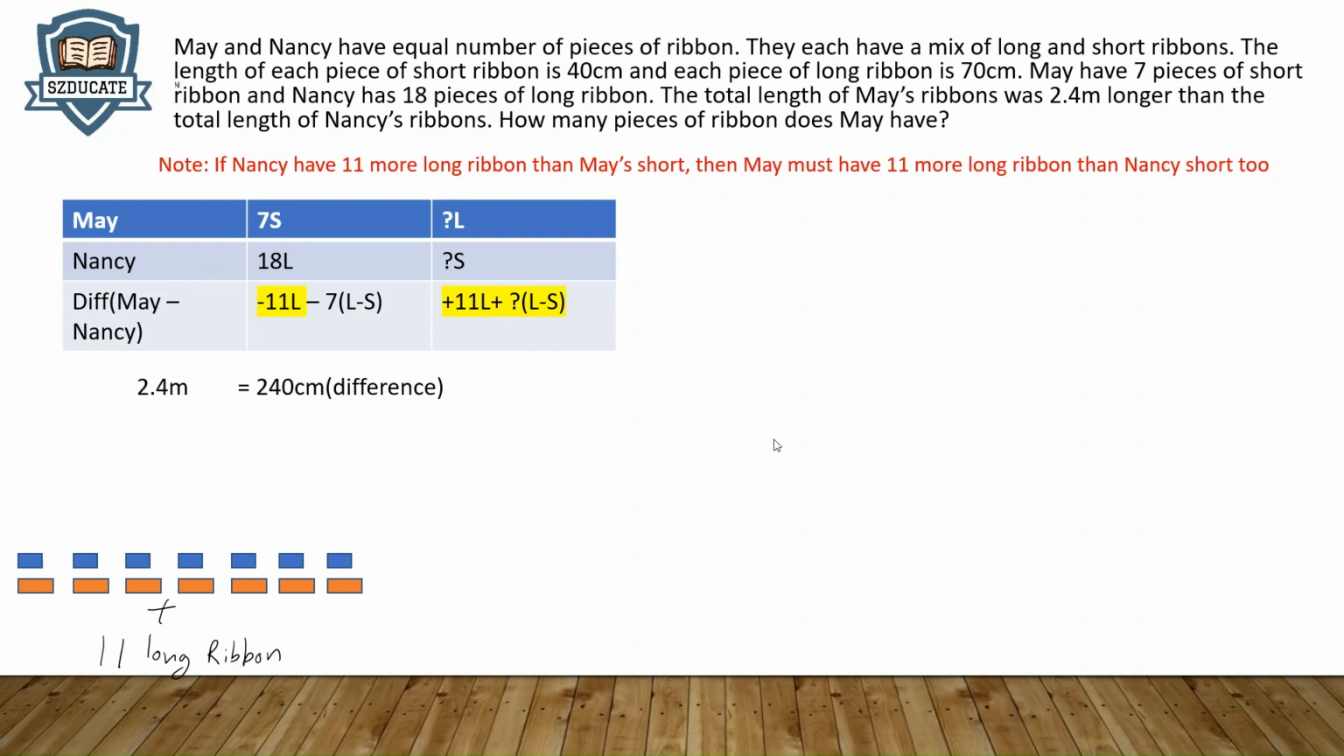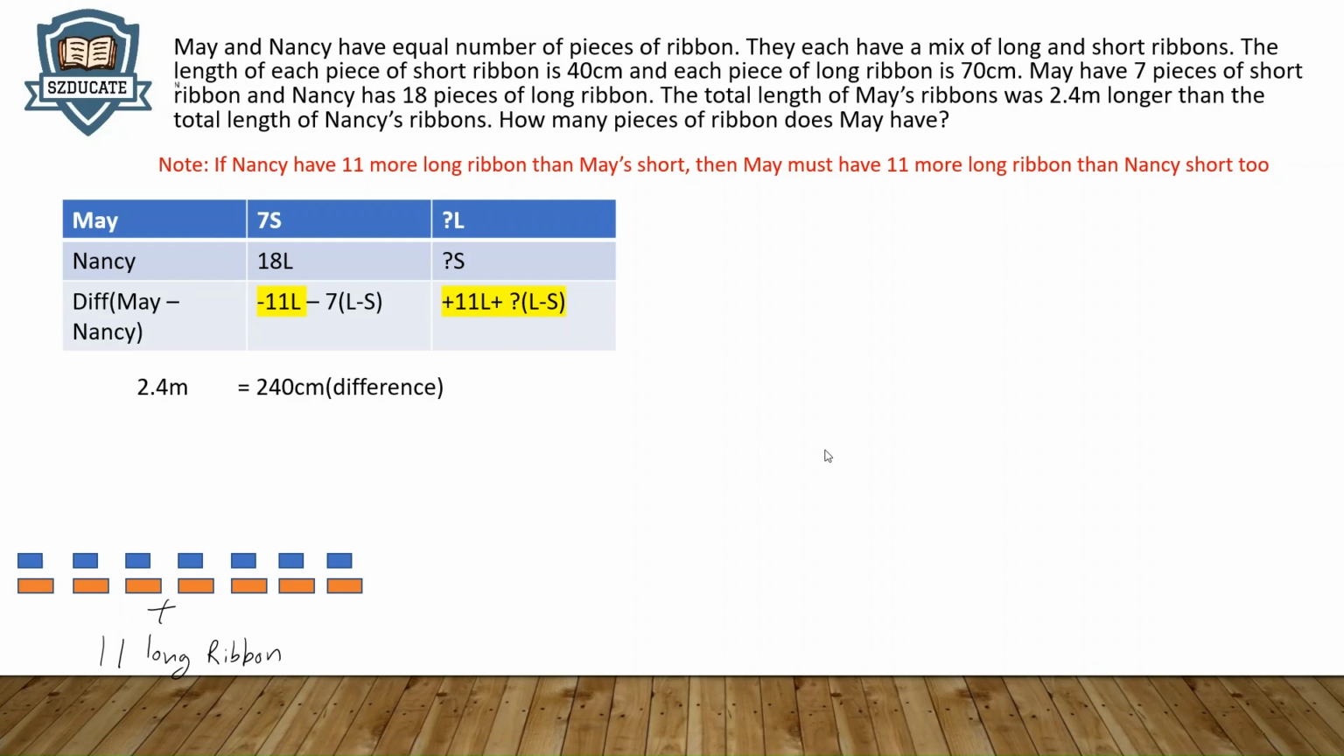I know, what is the difference? The total number of May ribbon minus the total number of Nancy ribbon. That was given to us. So in gap and difference concept, that is 2.4 meter. This is the difference. So I want to change it to cm so I can use it inside. So 240 cm is my difference.